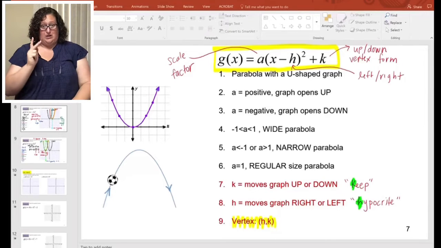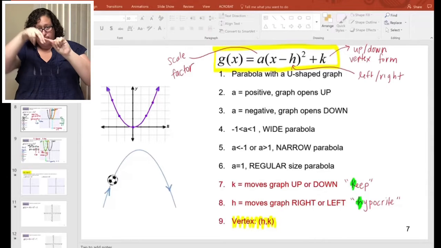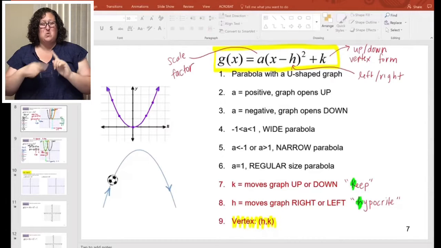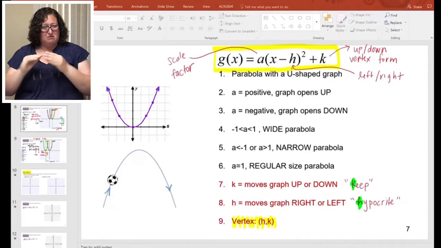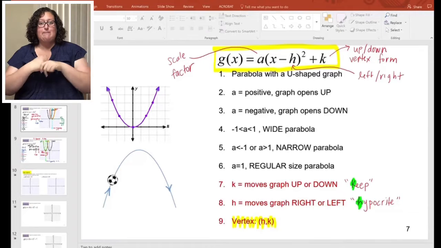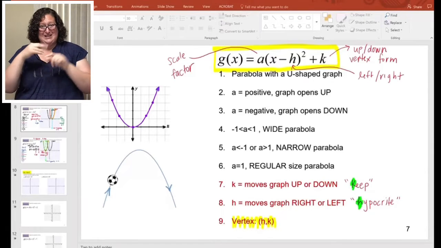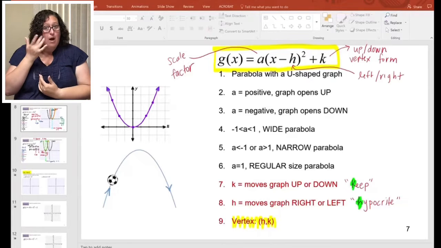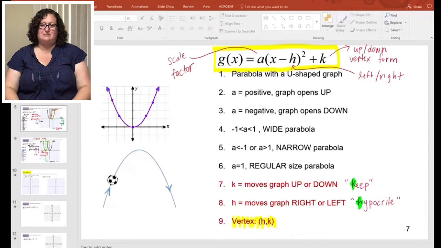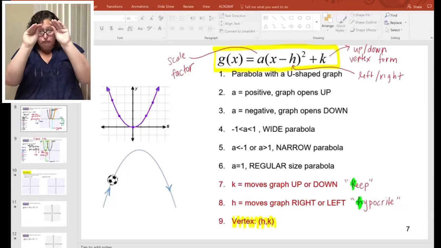Our K value will move the graph either up or down. And one way I like to think of K is when I graph, I like to keep my K value. H will move the graph either left or right. And because H is inside the parentheses, I like to think of H as a hypocrite. So in other words, you do the opposite of what you see because these parentheses lie. The coordinates of our vertex after the transformation is H and K.